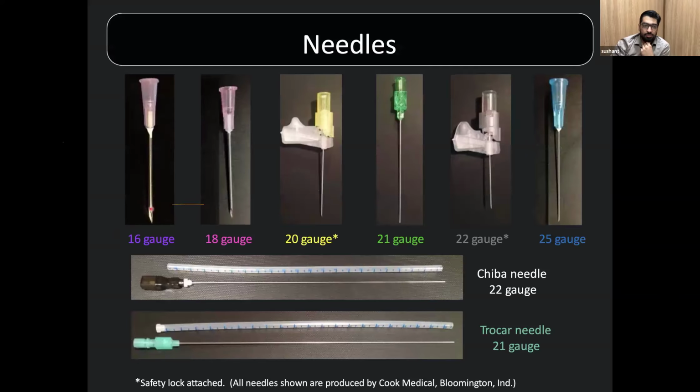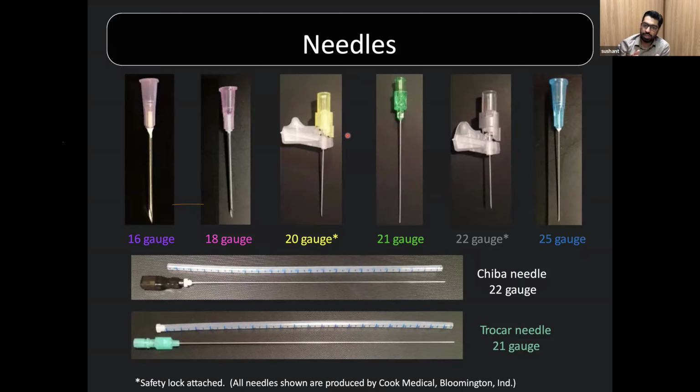So again, these are the multiple needles. Needles are again color coded. This is the cheaper needle, which is black color. This is a 21 gauge needle, which is a trocar type. These are 16 gauge, 18 gauge, 20 gauge, 21 gauge, multiple different sizes of the needle. So 25 and 26 gauge needles are used for local anesthesia. Normally 22 to 26 gauge needles are used for FNAC. And in general, we use 11 gauge to 18 gauge, or 11 gauge to 20 gauge needles for biopsies.